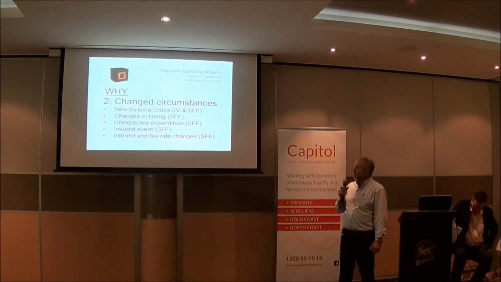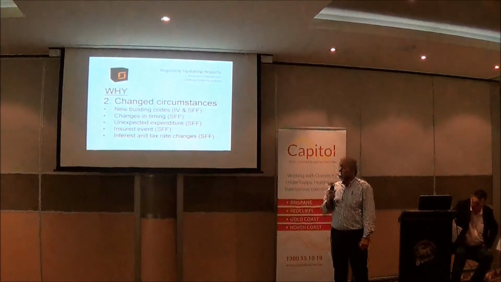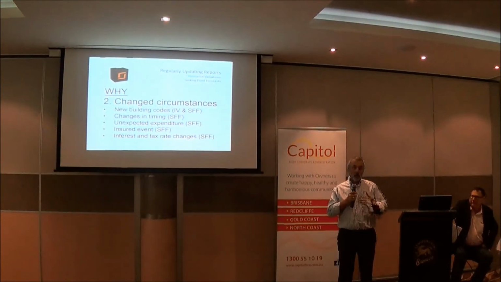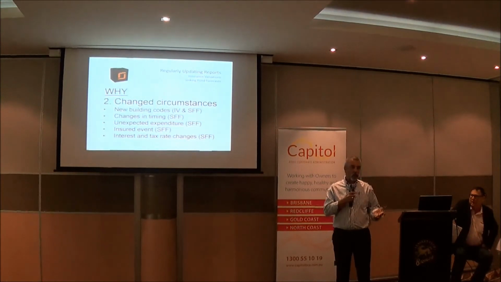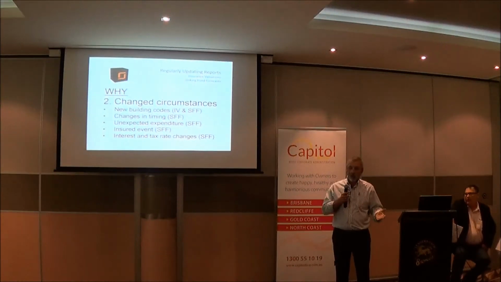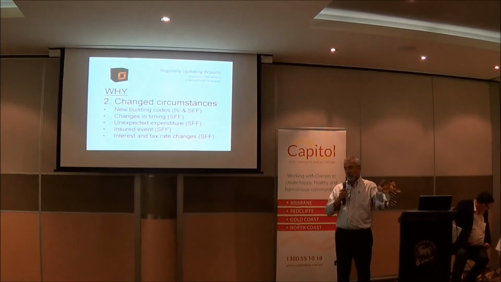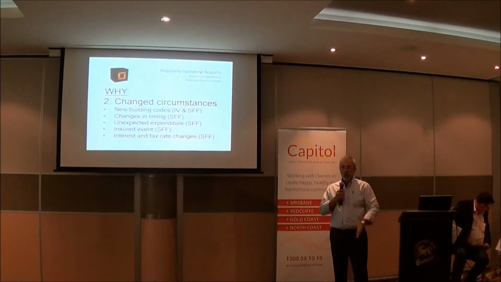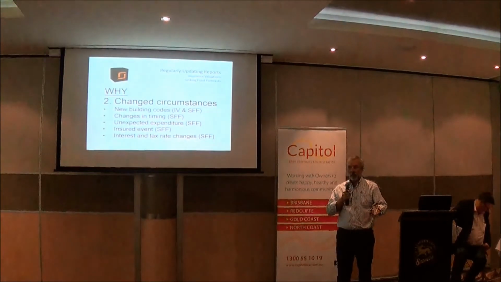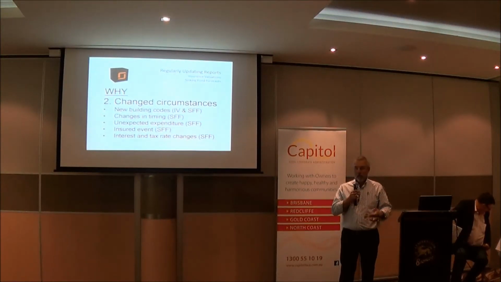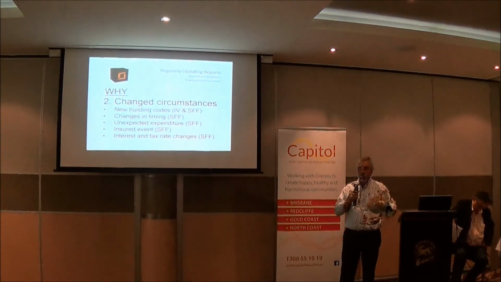Changes in timing, this refers basically to sinking funds. When we prepare a sinking fund, we basically have to take a bit of an estimate as to when things are likely to happen. We will assume that painting will be probably a 12-year life, something like that, so you have a reasonable time frame on that. But there are other items in your sinking fund. You've got items of plant, maybe pumps, that sort of thing. To be quite honest, we've got no idea when that pump's going to break down.